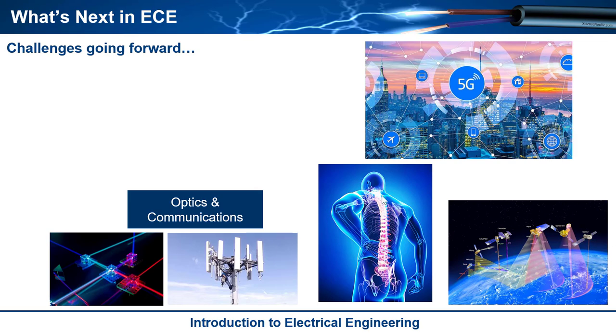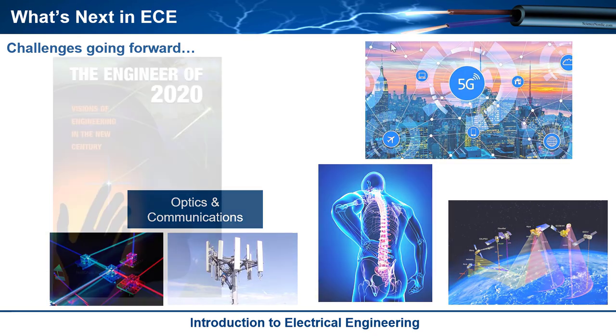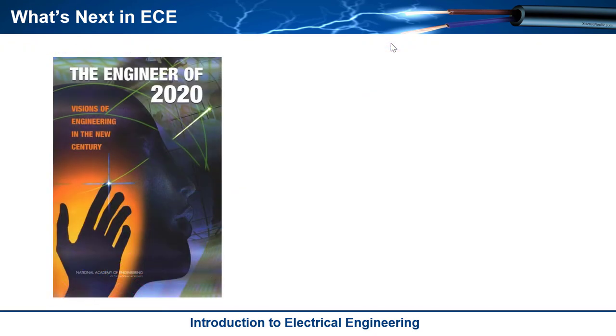So it's just so much awesome stuff in this field. Okay, so as we wrap up, what does the future hold? Right? And nobody knows. But you could go back 20 years ago. They wrote this report called the Engineer of 2020, because they're always trying to figure out what skills engineers will need 2 decades from now to try to meet the challenges that we think we'll see.